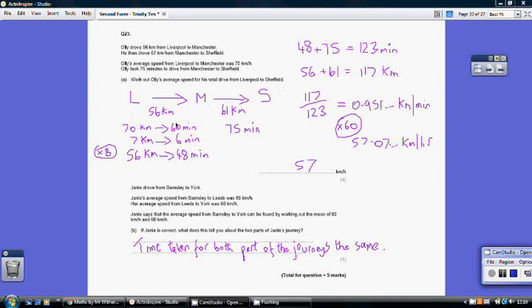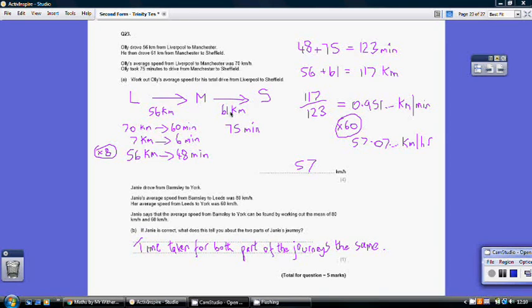That's 70 kilometres in 60 minutes. If we divide that by 10, for example, that means we go 7 kilometres every 6 minutes. Now I've got to go 56 kilometres, that's 8 lots of 7. So if I multiply both of these by 8, I see that I go 56 kilometres in 48 minutes. So it's taking Ollie 48 minutes to get from Liverpool to Manchester. Now the question tells us it took him a further 75 minutes to drive from Manchester to Sheffield.